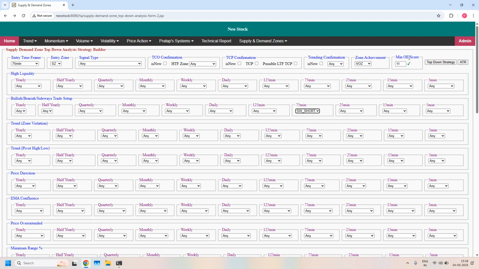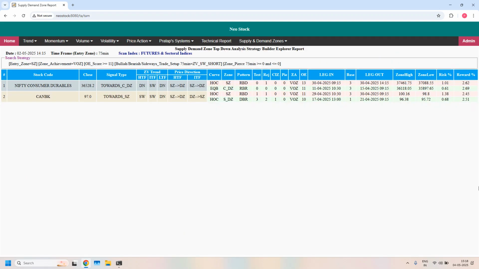filters, zone achievement, minimum odd enhancer score, and pierced count, this time they are applied to 75 minutes supply zone. Earlier they applied to 75 minutes demand zone. Now they will apply to 75 minutes supply zone. Now let's filter. We got two stocks. Sideways short trade setup.